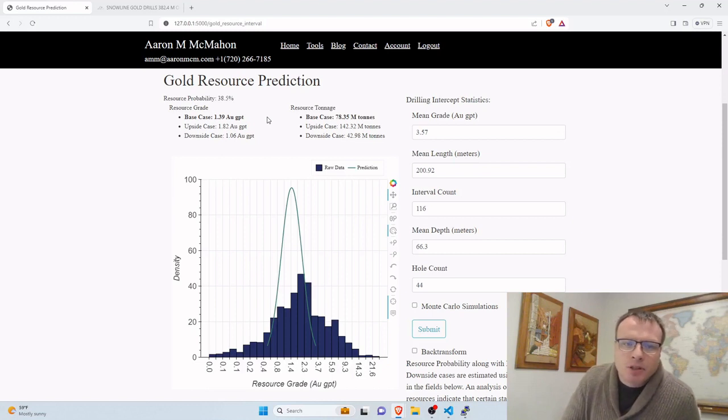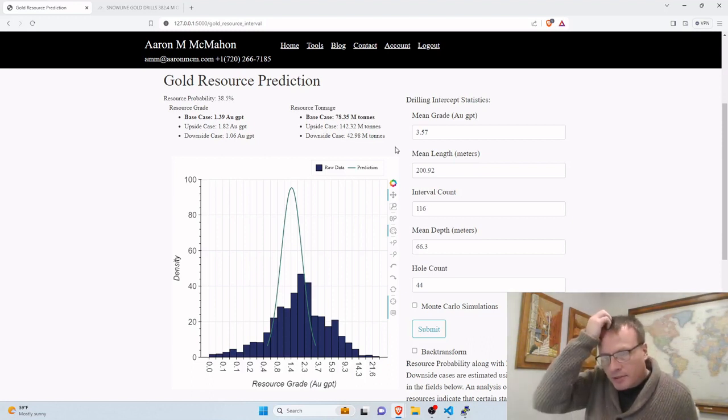There's one value that's reasonable, but you can get lucky in some cases. You can get unlucky, and you really like to know, what does it mean to get a little bit lucky on grade, say, or on tonnage? That's what these upside cases are. So 1.82 would be a still rational value for the grade, but it just requires them getting a little bit lucky. And on the tonnage side, the upside case here is about 140 million tons.